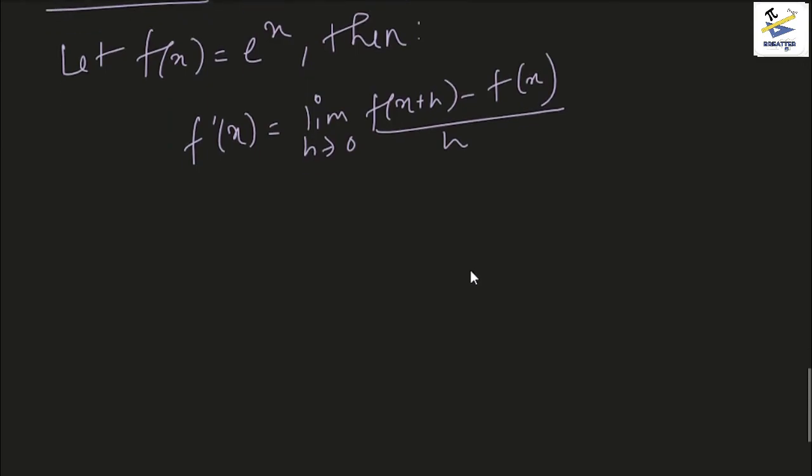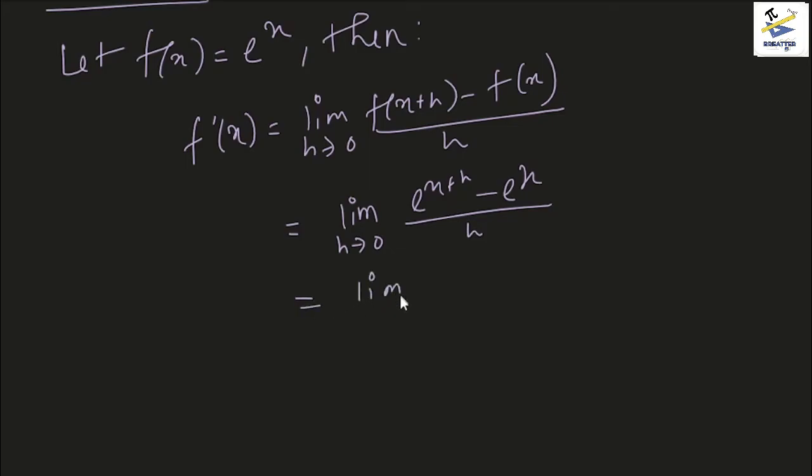Okay, so this tells us limit h tends to 0 e to the power x plus h, because f of x is e to the power x. So f of x plus h would be e to the power x plus h minus e to the power x whole divided by h. Using the law of indices, we can write this as e to the power x into e to the power h minus e to the power x whole divided by h.